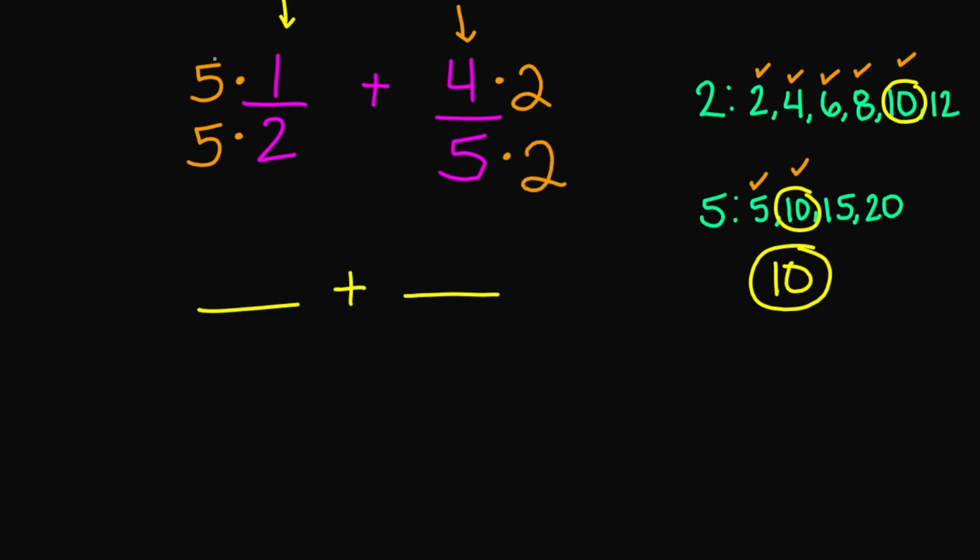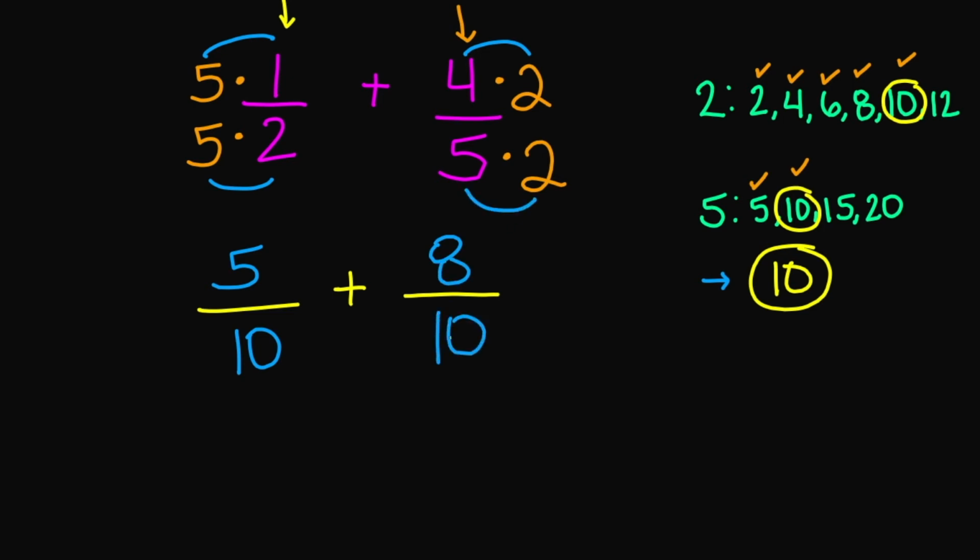All right, so now let's multiply. 5 times 1 is 5. 5 times 2 is 10. Perfect. 4 times 2 is 8. And then you have 5 times 2 is 10. Now that my denominators are the same, I'm going to add. So 5 plus 8 is going to give us 13, and then you have your 10.